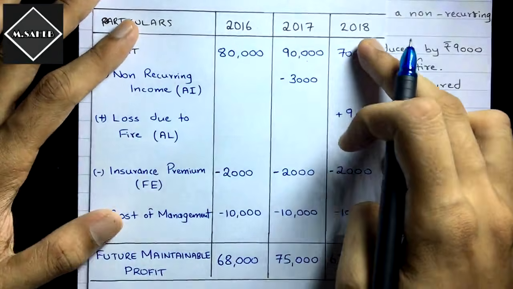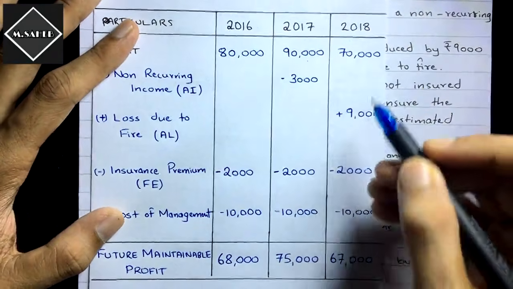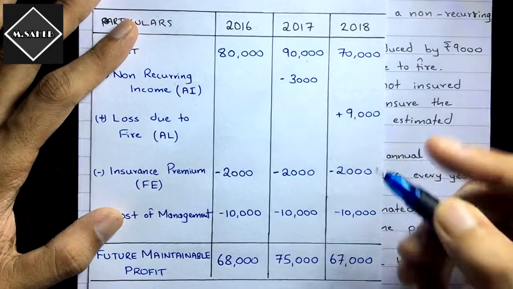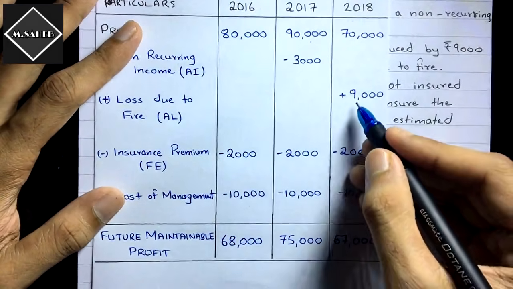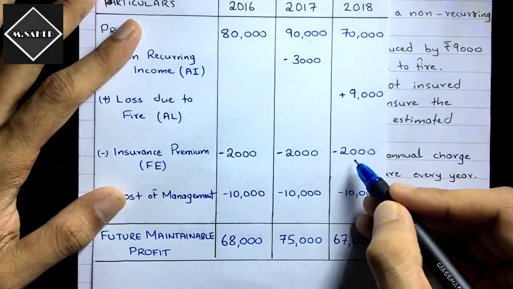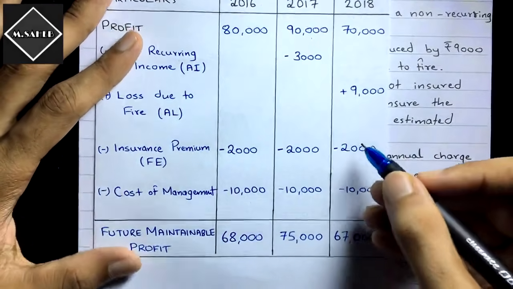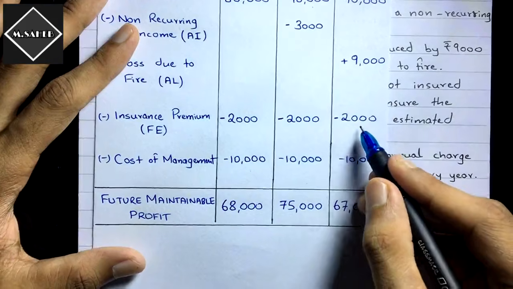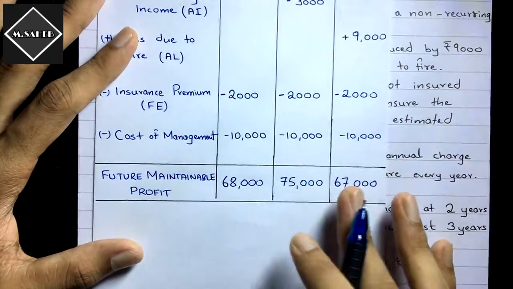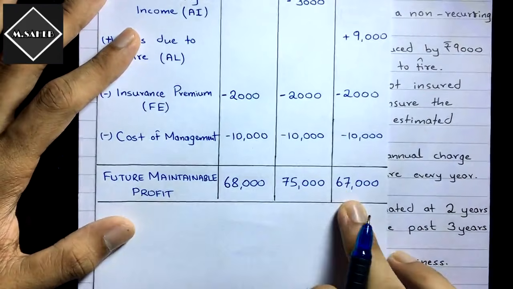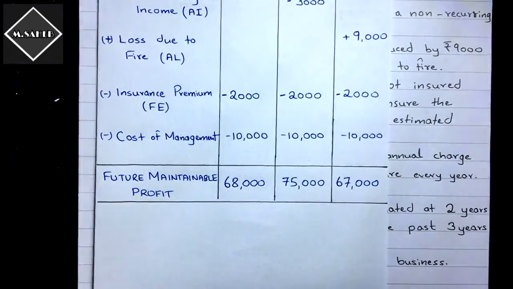And then here we have 2018, see, 70,000 plus 9,000 is equal to 79,000, minus 2,000 is equal to 77,000. And then if you subtract 10,000 from 77,000, then you get 67,000. So with the calculator you can easily subtract this. Then you will get future maintainable profit. Simple, right? So this is how you have to calculate future maintainable profit.